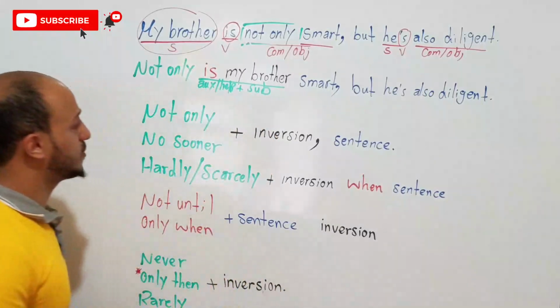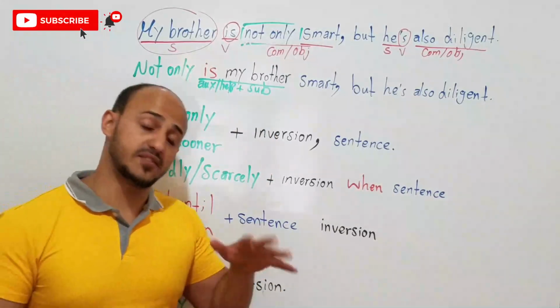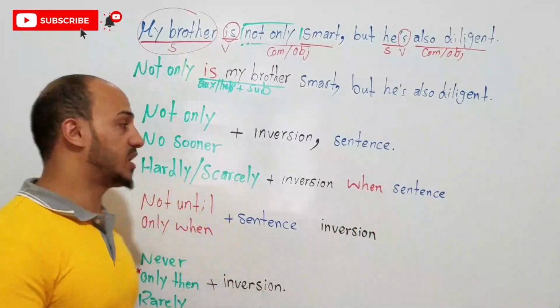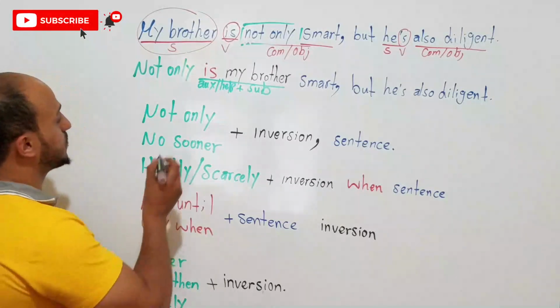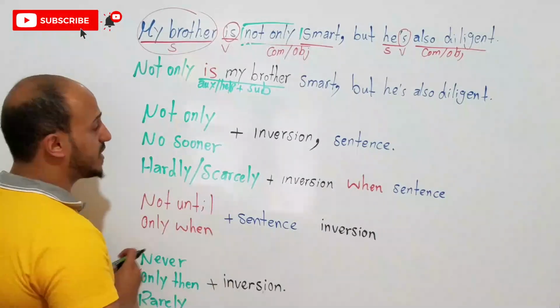Okay, so the most common ones. Guys, these are the keys. If you know the keys, you're going to use the inversion well. So here we go. We start here. Not only, this is the key number 1.